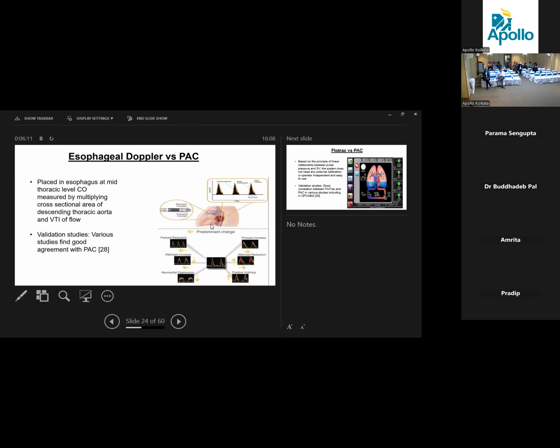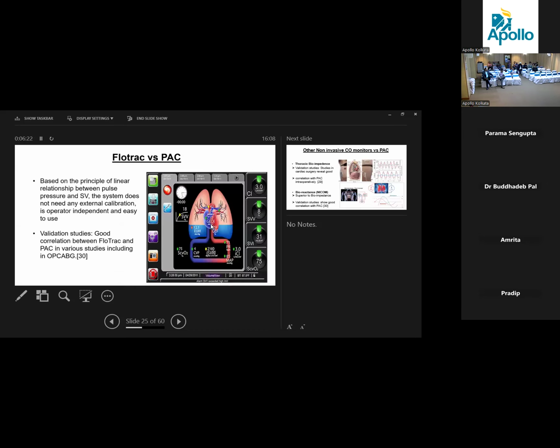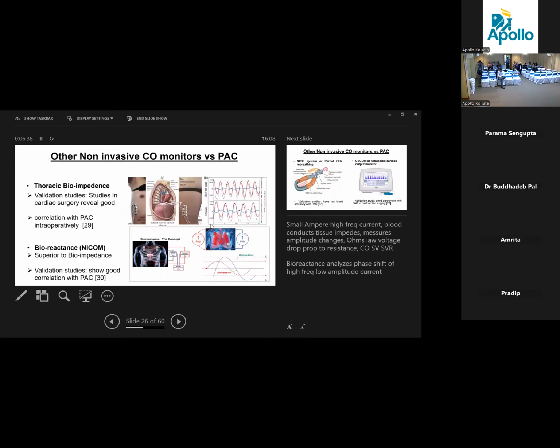Esophageal Doppler has shown advantages. It measures the velocity time integral of the descending thoracic aorta. Although its indications are limited, it is non-invasive. FlowTrac gives us the measured as well as the derived data. And the validation studies say there is good correlation between FlowTrac and the PA catheter in various studies, including off-pump CABGs. Other non-invasive monitors include bioimpedance and bioreactance.